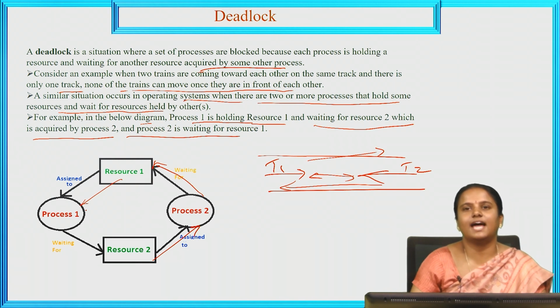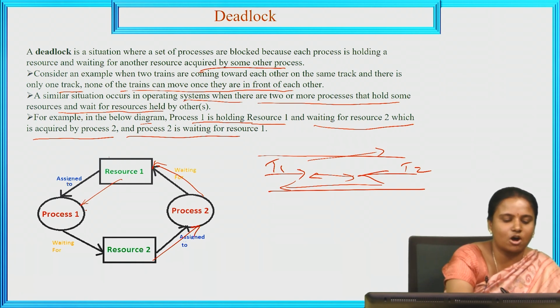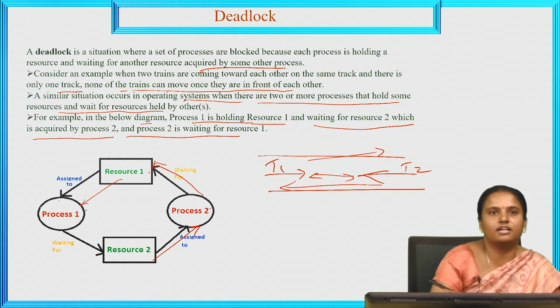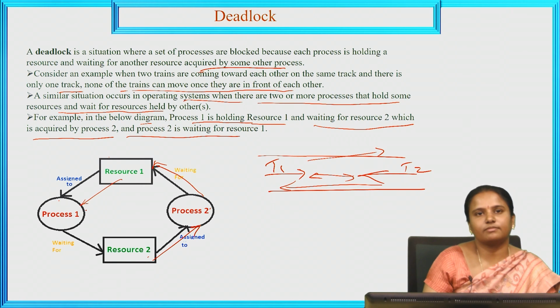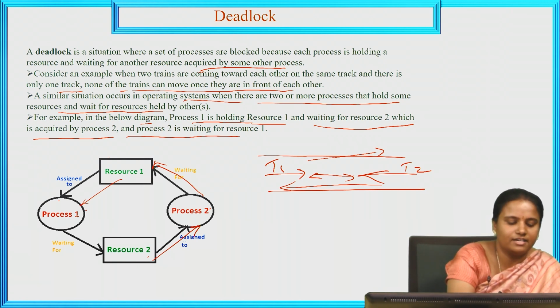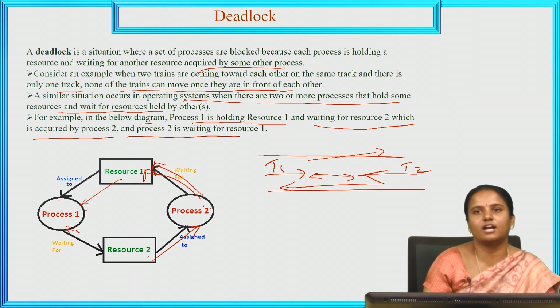Until it releases resource 1, process 2 cannot enter, and otherwise it cannot enter. Why? Because the resource is already assigned to process P1. So R1 is already assigned to process P1. P2 is waiting for resource 1 until resource 2 is assigned to process 2. Until R1 is released, P2 cannot access R1. Otherwise it cannot access. This is what deadlock is.